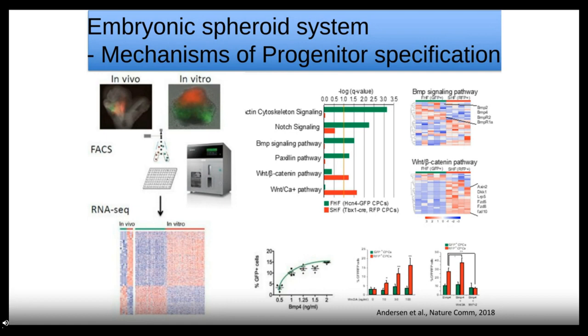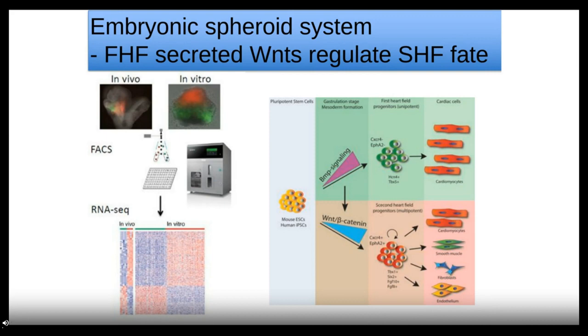So that takes us to the current working model that we worked out in this paper: BMP signaling drives formation of the first heart field, but at the same time, the first heart field secretes Wnt that drives formation of the second heart field, and that's actually what we're working from now.